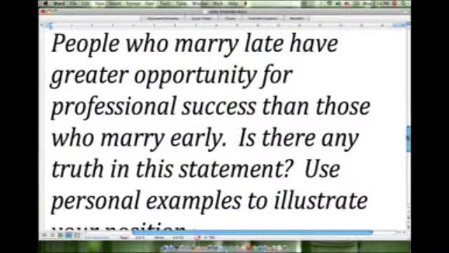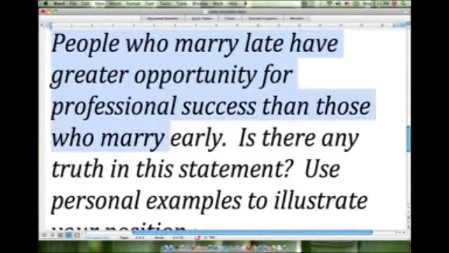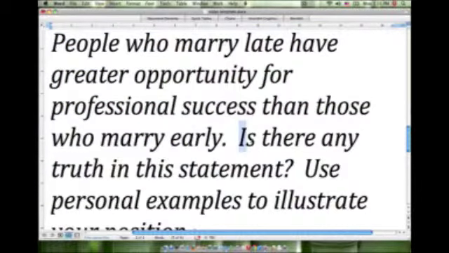So basically, the question is very straightforward. It states a position, and then it states a question, and then it states some instruction words. So the position is basically people who marry late have a greater opportunity for professional success than people who marry early. The question that we're given, is there any truth in this statement, is simply asking us if we believe this statement is true, or if we believe this statement is false, or if we believe this statement is somewhat true.